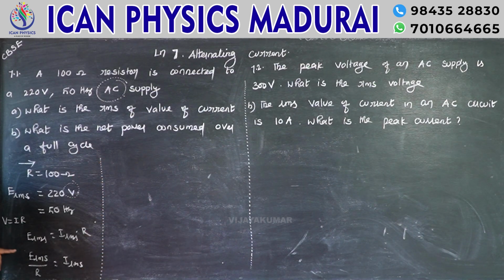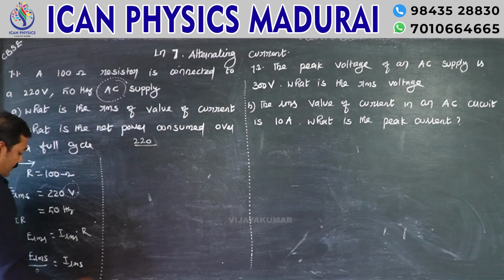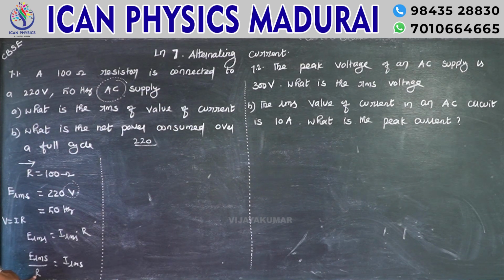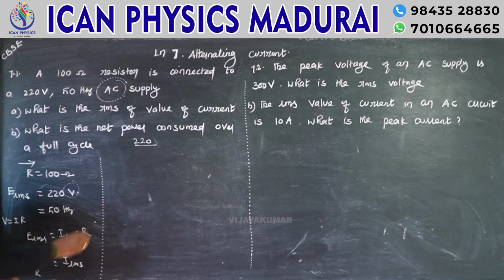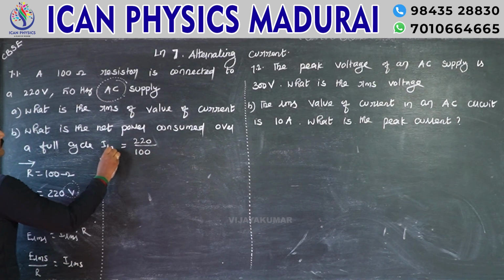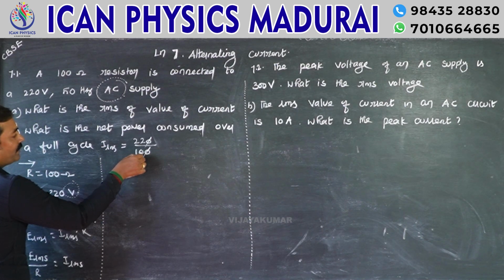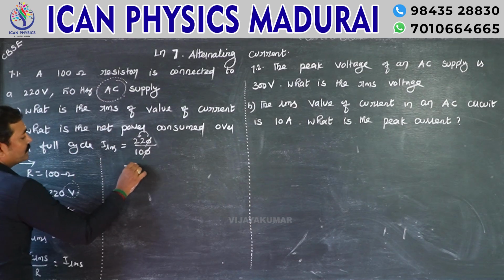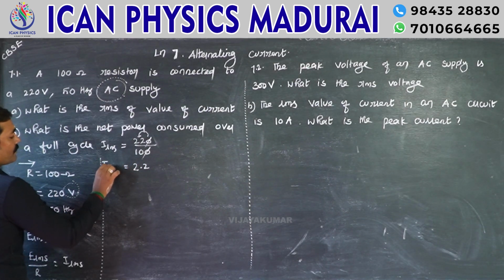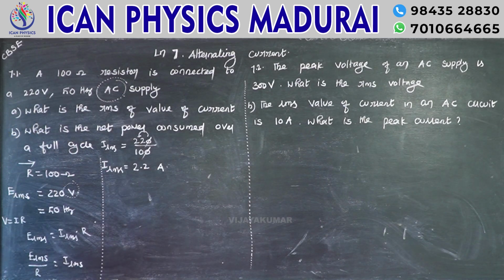Now ERMS is 220 volt, divided by R. What is the value of resistance? It is 100 ohm. That is the IRMS value. So in the denominator we have one decimal, so the answer is 2.2 ampere.